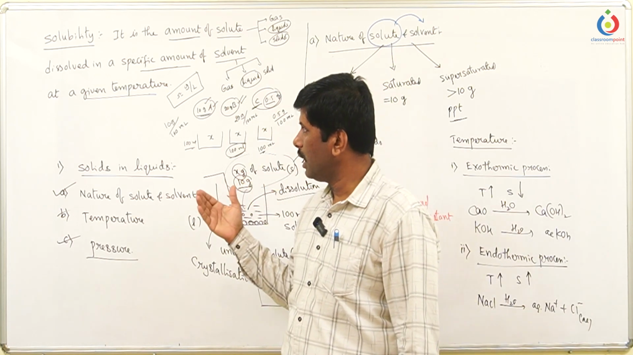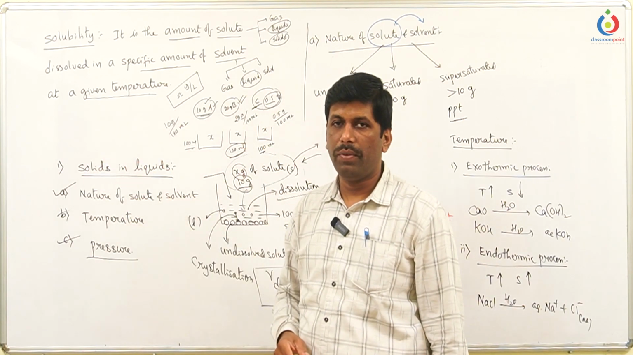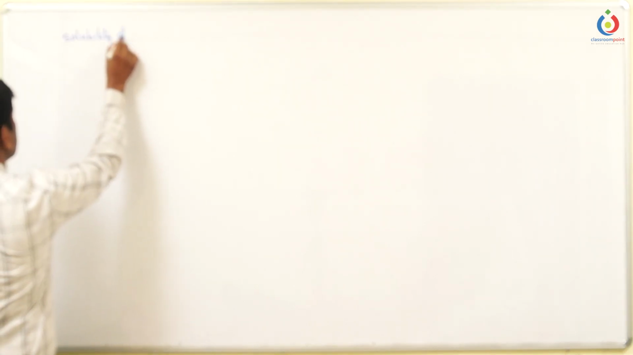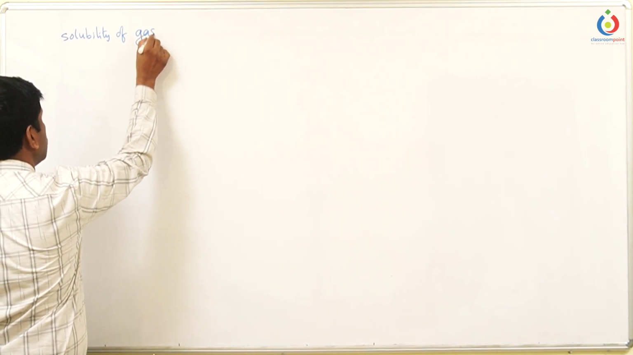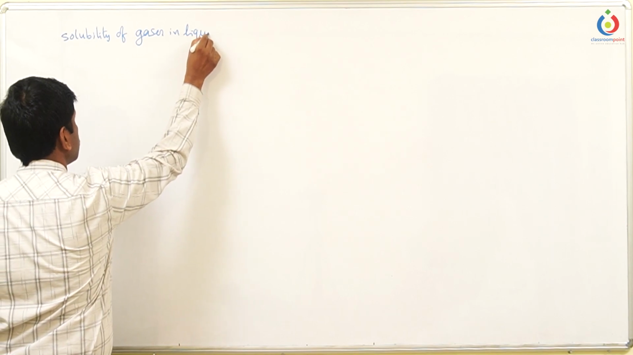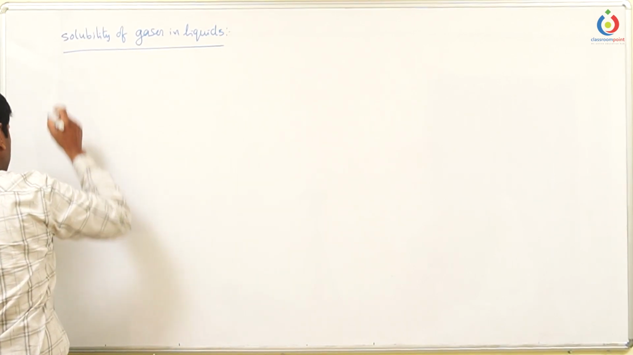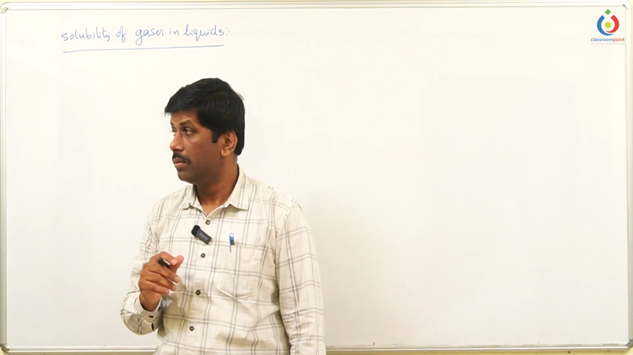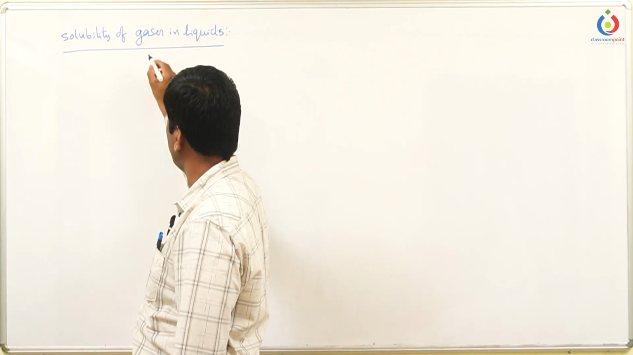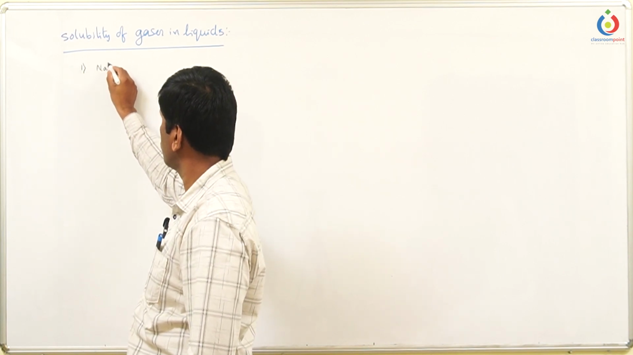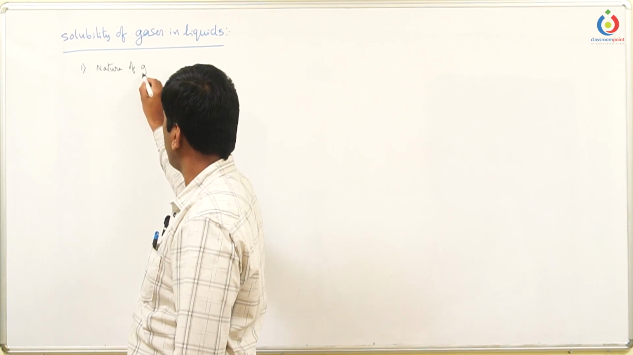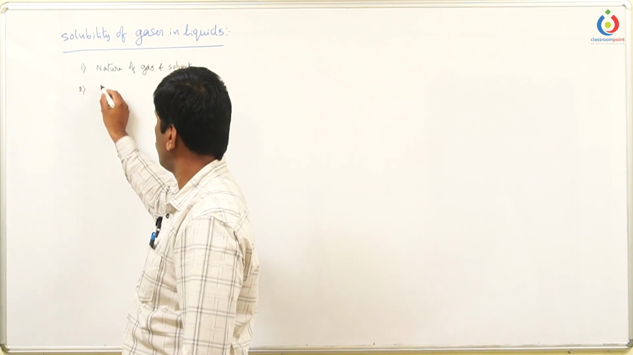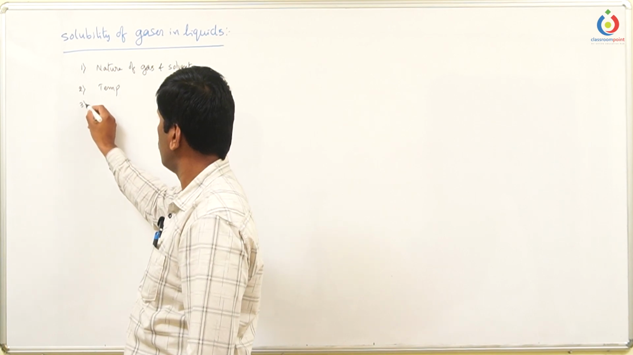Now let us see how gases in liquids are affected by various conditions. Solubility of gases in liquids. So here also, as we discussed in the case of solids in liquids, the solubility of gases in liquids depends on conditions like nature of gas and solvent. Condition number 2 is temperature and 3 is pressure.